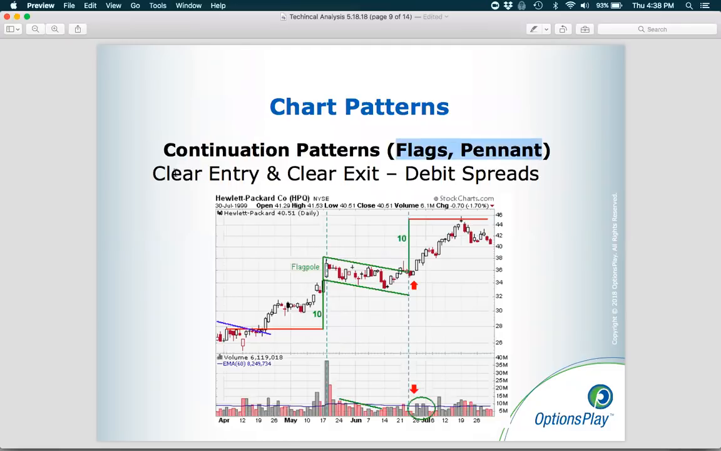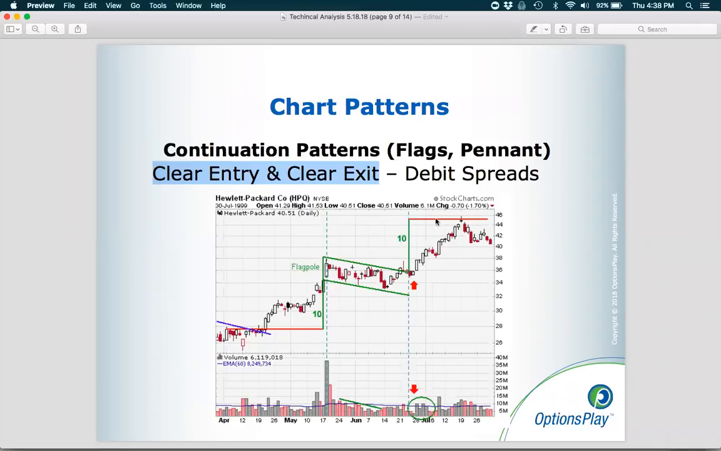And the great thing about continuation patterns is they give you a clear entry price and a clear target or a clear exit. As you can see, this stock moved from about $28 to about $36. You can take that measure and actually project out how far it's going to move on the next move higher. So this gives you a clear potential entry. As you can see right here around $36 as it starts to break higher, that's when you enter the trade.